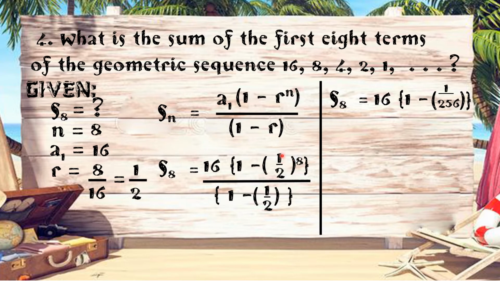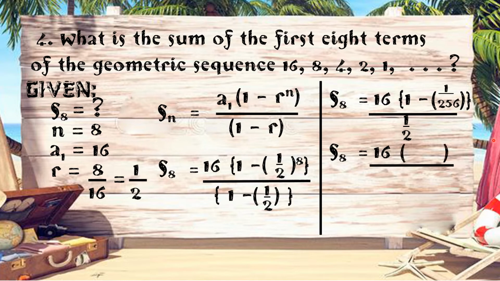Ulitin natin ha, isa-isa niyong erase sa exponent na 8. So 1 raised to 8 is 1, 2 raised to 8 is 256. Hindi 2 times 8 yan. 2 raised to 8 means 2 times 2 times 2, 8 beses. Ganun din sa 1. Hindi yan 1 times 8. That's 1 times 1 times 1, 8 beses. Okay? All over 1 minus 1/2, of course, we have 1/2. Ayan, medyo humihirap na kasi may fraction na.